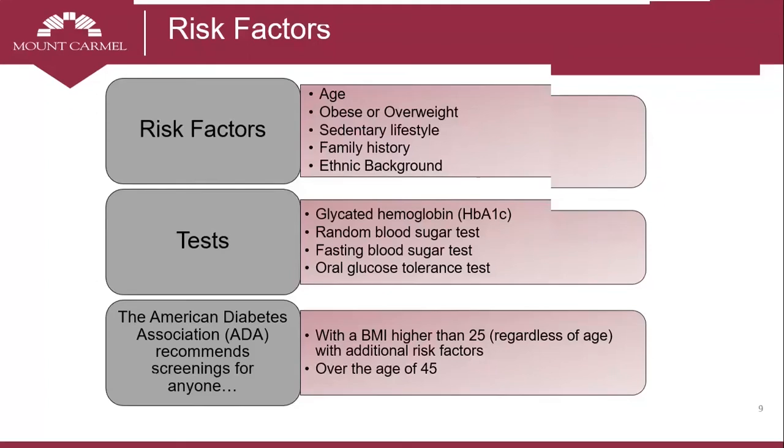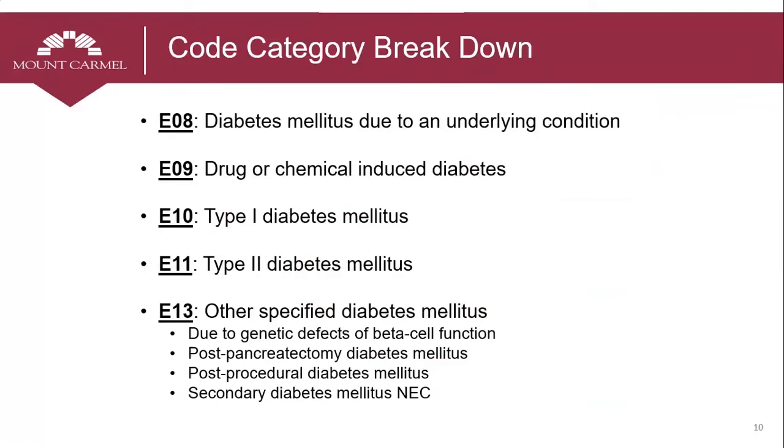Within ICD-10 diagnosis coding, there are 5 categories that a diabetes diagnosis can be classified to. These include diabetes due to an underlying condition, drug or chemically induced diabetes, type 1 diabetes, type 2 diabetes, and other specified diabetes mellitus. Post-procedural, secondary, and genetic defects causing diabetes are all diagnoses that would fall under E13 or other specified diabetes mellitus.